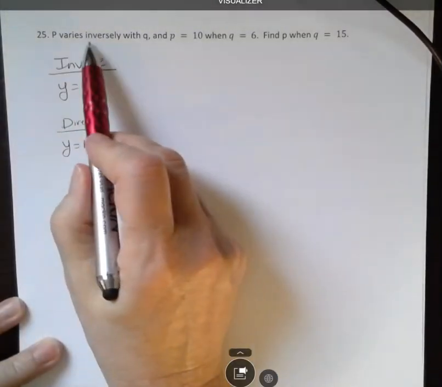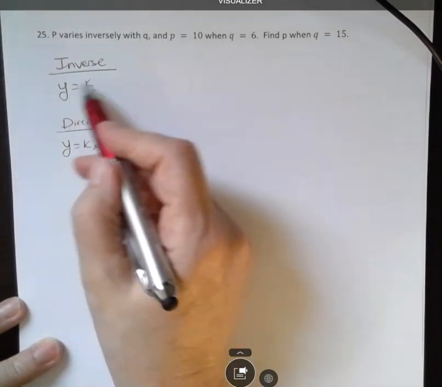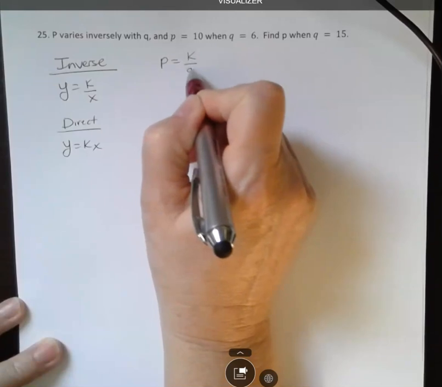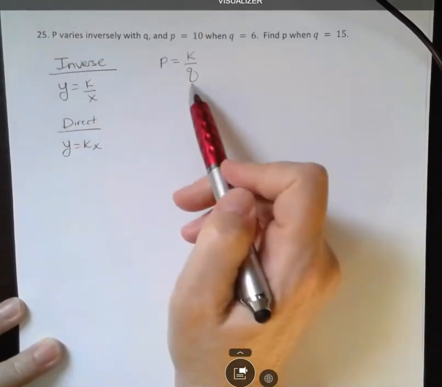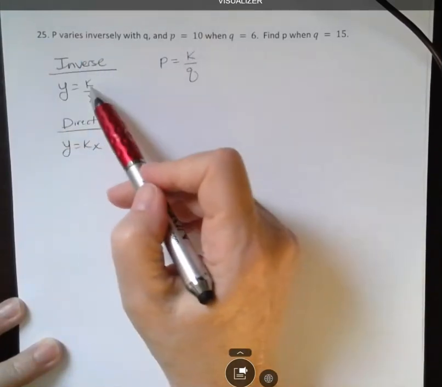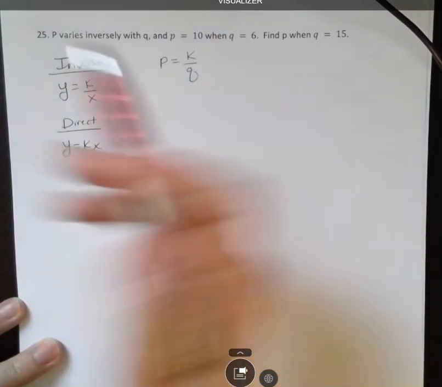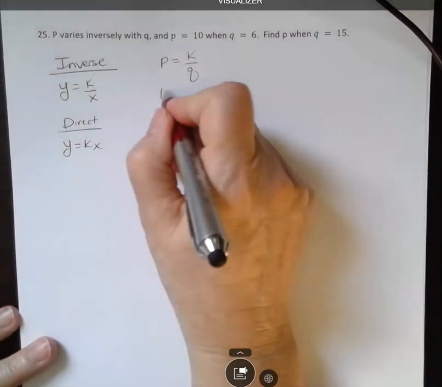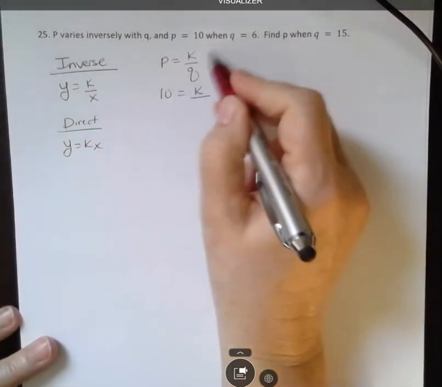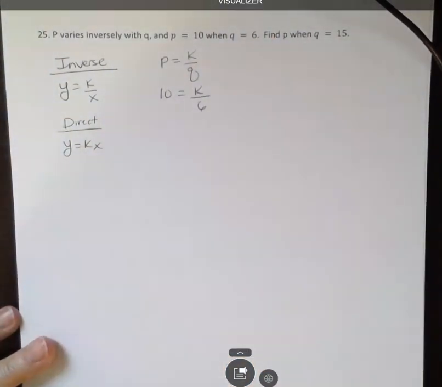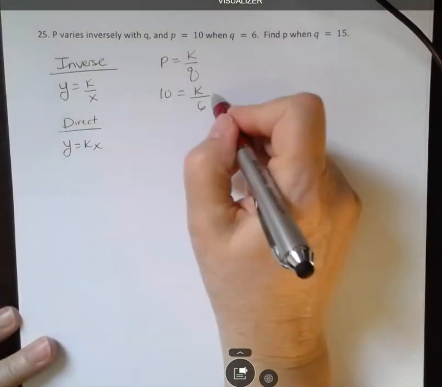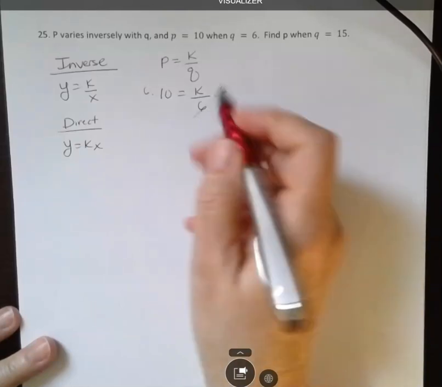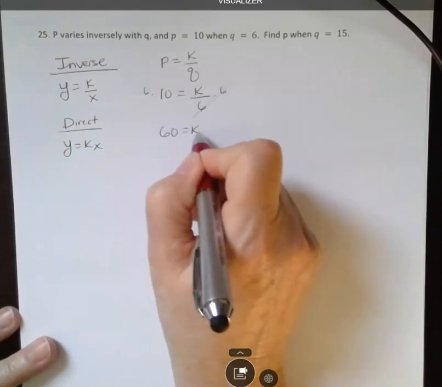So this says p varies inversely with q. So instead of this, what we have is p equals k over q. P is varying inversely with q, so we have the k still, which is our constant, but instead of x and y, we have p and q. And then it says p is 10 when q is 6. And so the first thing you want to do is say, well, what is k then? So we find out that by multiplying both sides by 6, and we get k equals 60.